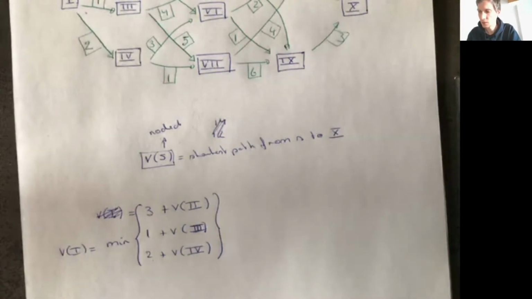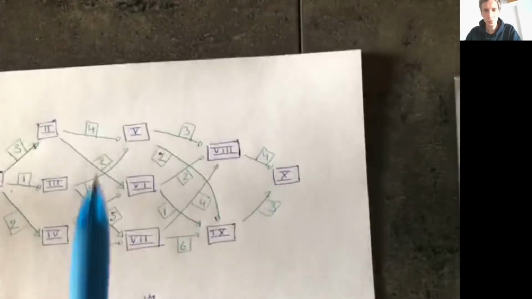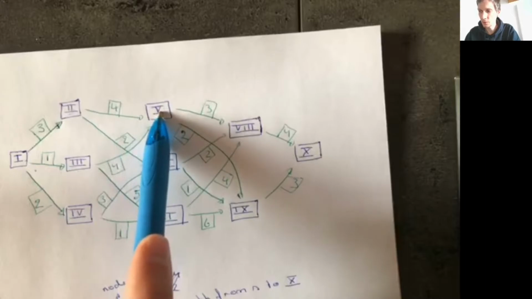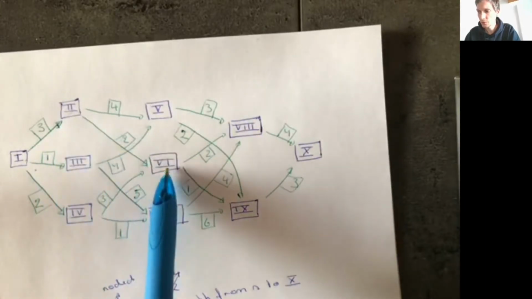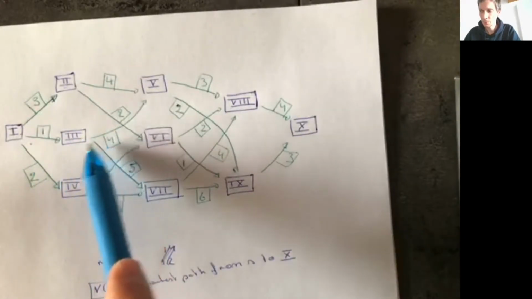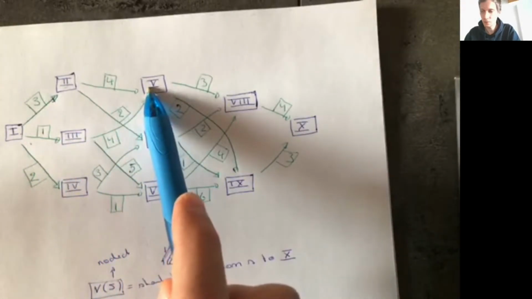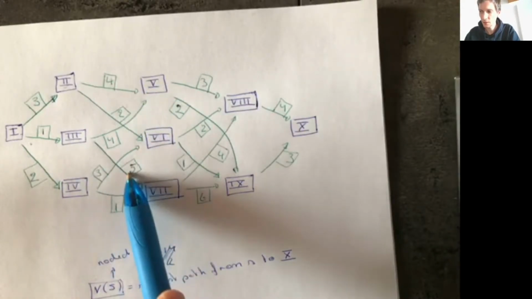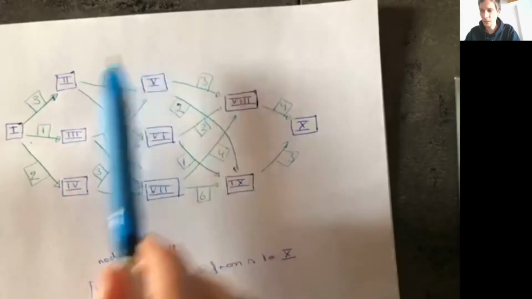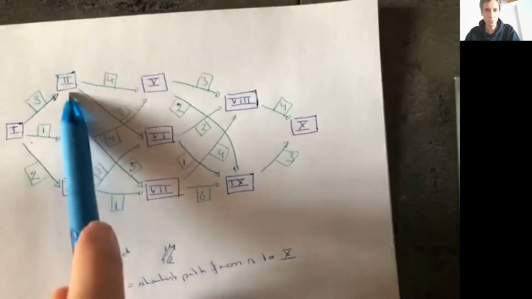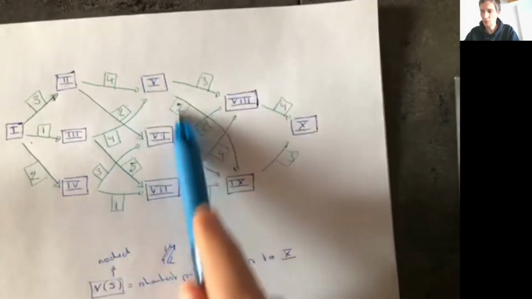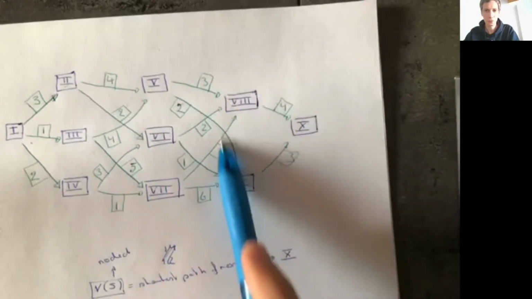But you can use the same procedure to compute V2. V2 would be 4 plus V of 5, or 2 plus V of 6, basically the minimum of these 2. And you can do the same for V3. It will be 4 plus V of 5, or if it's less, 5 plus V of 7, and so on. So at every step you can define V of all these nodes as V of the nodes further on in the network.